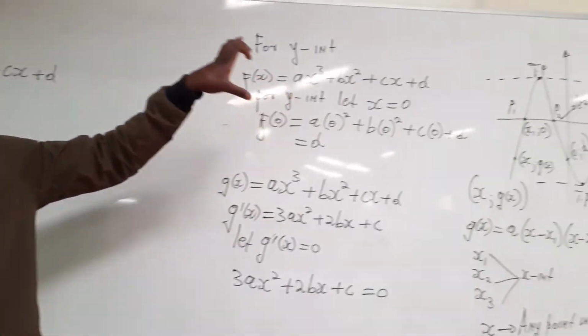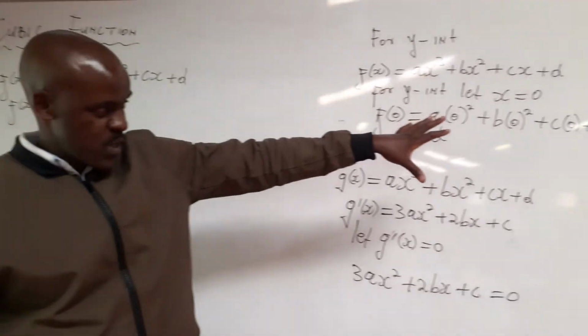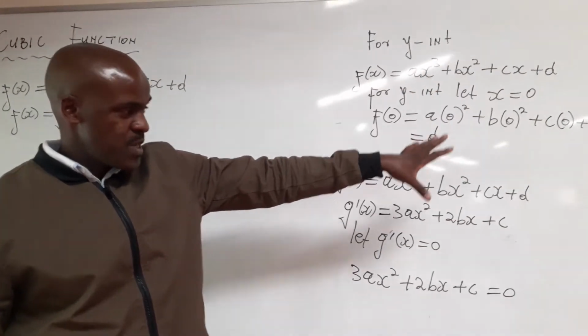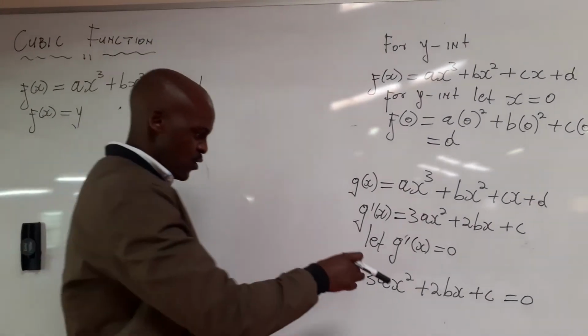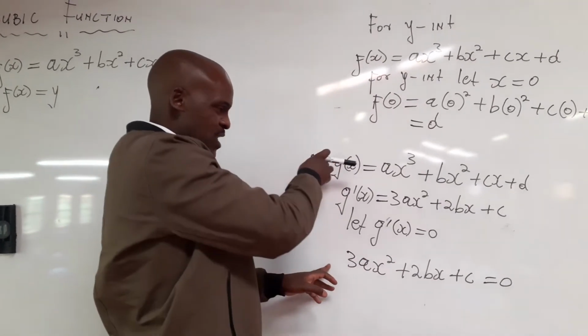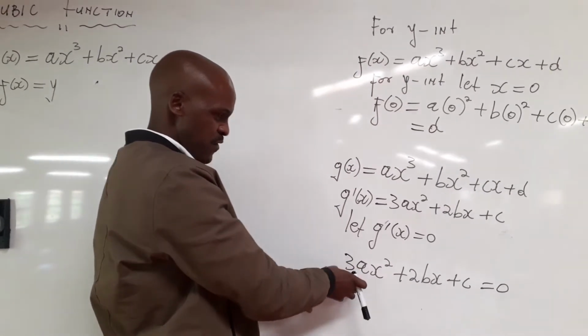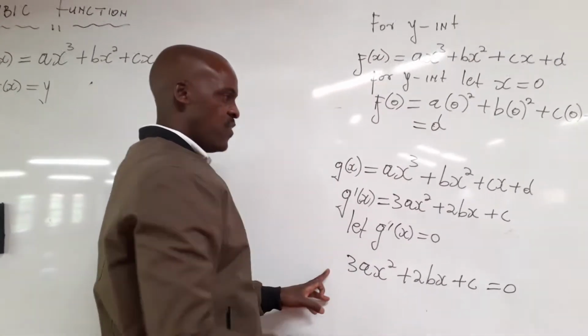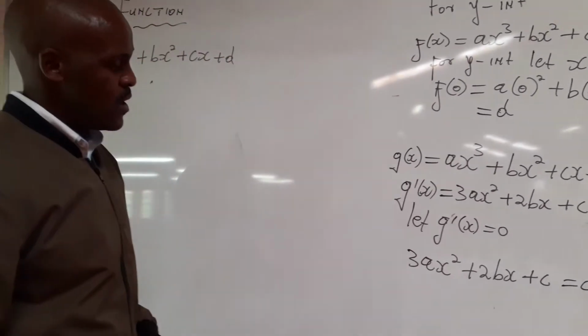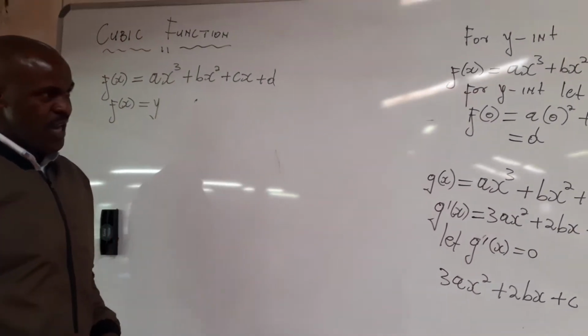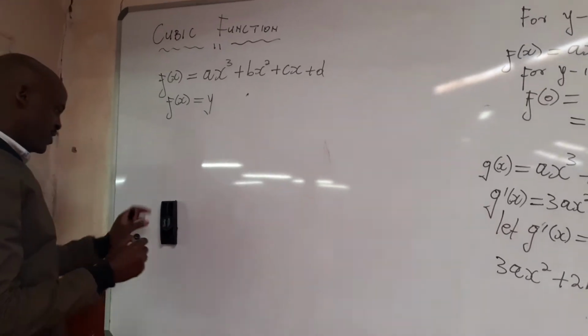You let the derivative be 0, factorize and solve for x. After finding those values of x, you go back to the original equation using the same values of x to find the y values at the turning points. The last point is the point of inflection.